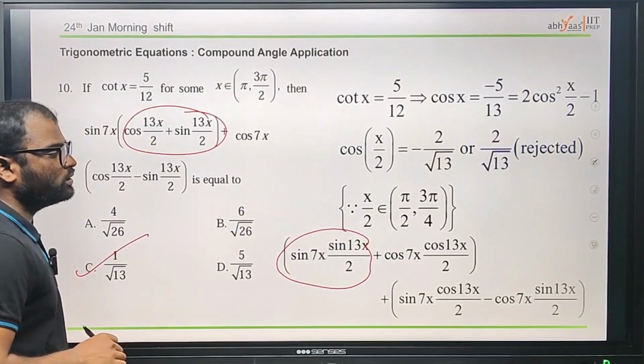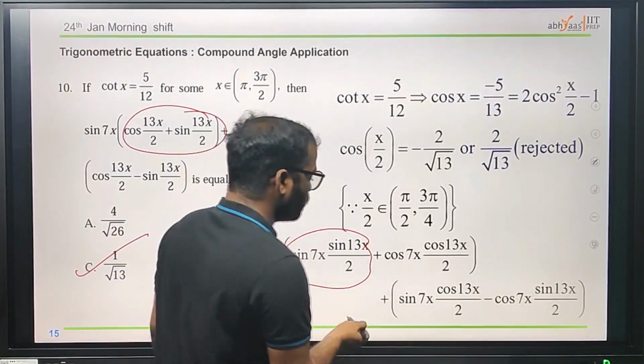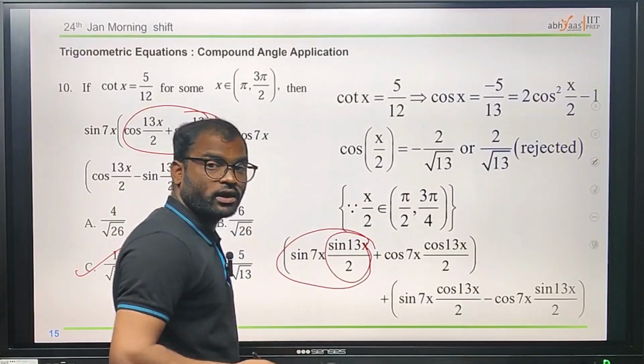You just need to solve this by using the identities. If you observe that, you can easily do this one. I hope you understood.